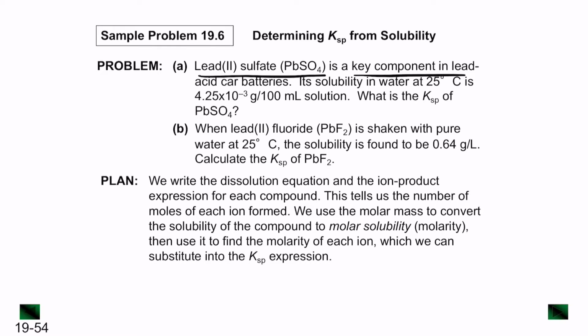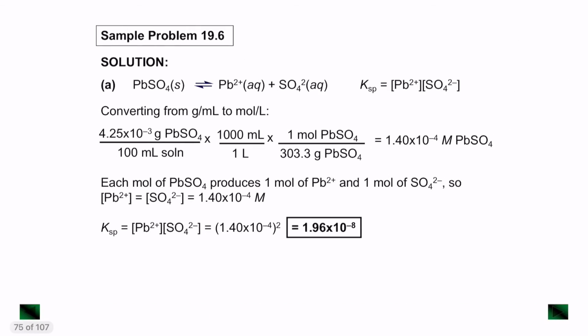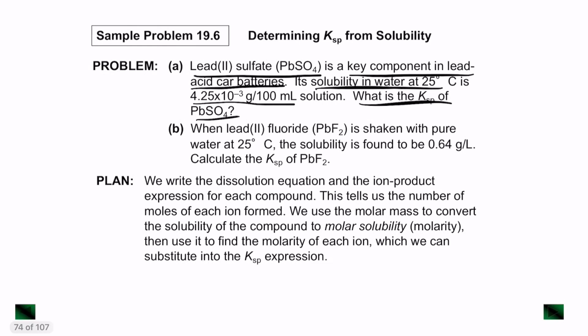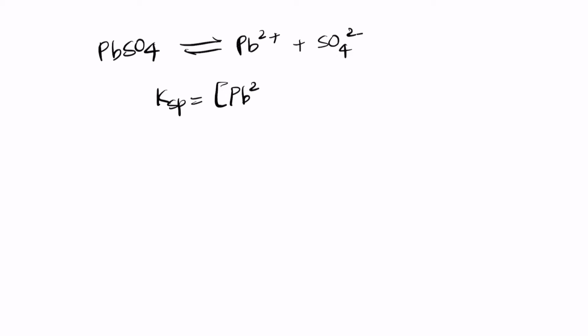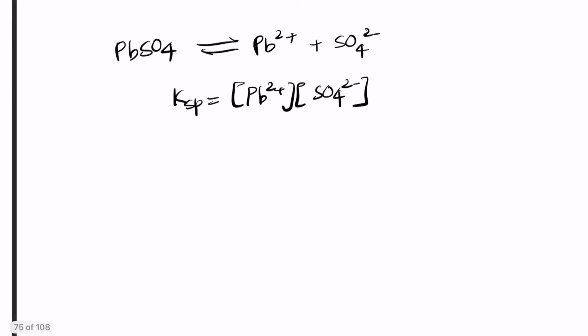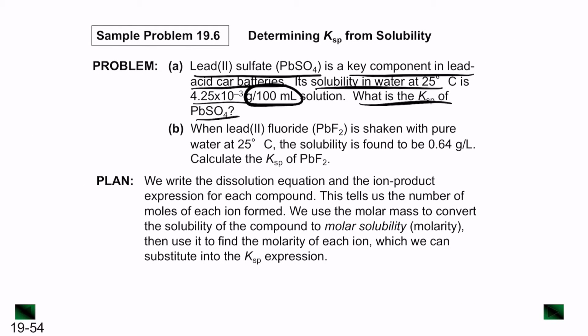Lead(II) sulfate is a key component in lead acid batteries. Its solubility in water at 25 degrees centigrade is 4.25 times 10 to the power negative 3 gram per 100 ml. What is the Ksp of PbSO4? First we'll have to find out the amount of PbSO4 that is present here. How would you write PbSO4's reaction? It can be written as Pb2+ and SO4 2-. Now the Ksp formula can be written as the concentration of Pb2+ times the concentration of SO4 2-. Notice that the value given here is in gram per 100 ml, so write down the actual values.